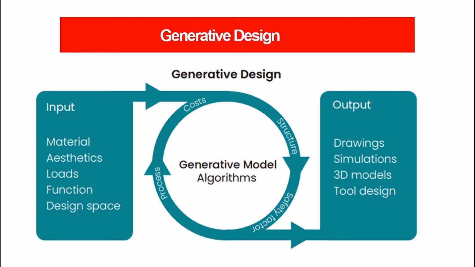These are the three stages of generative design. In the input stage, inputs need to be given on the material aspects, aesthetic conditions, the load values, the function of the product, and the design space and non-design space. In the generative model algorithms, one needs to give inputs on cost, the maximum cost at which this product needs to be produced, structural conditions, the safety factor value, and the manufacturing process for which the product needs to be manufactured. And finally, the output would be in terms of 3D models, simulations, and drawings.